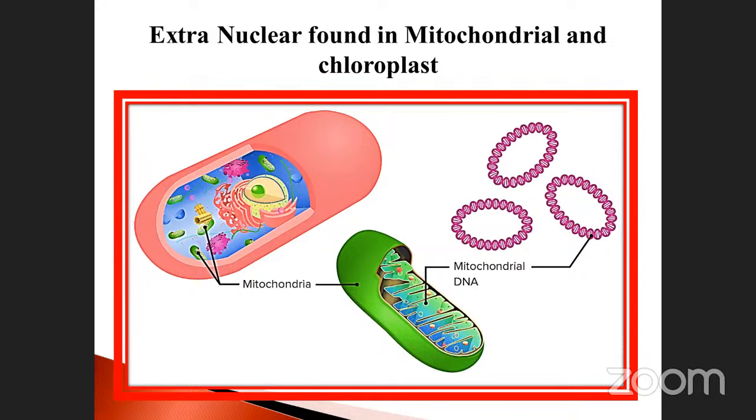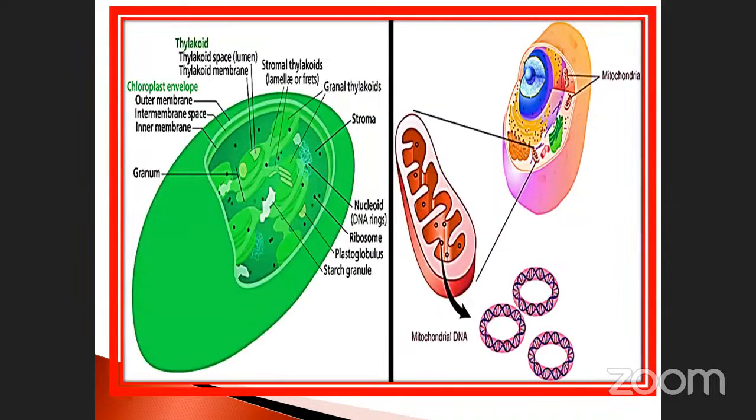Okay. Are you clear? So go to the next one. Okay. So this is the chloroplast. The chloroplast is also here. They have told, see here in this part, nucleoid. There is a DNA ring there. This portion is called the nucleoid.